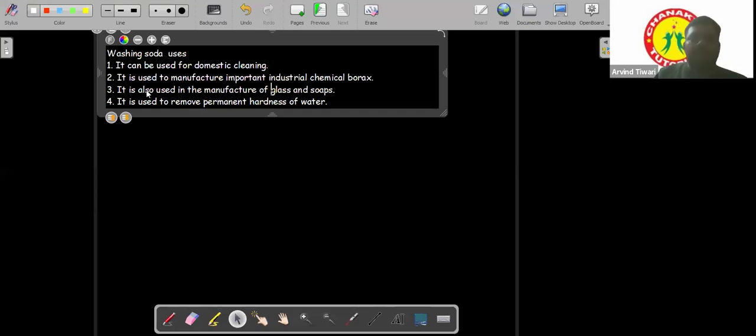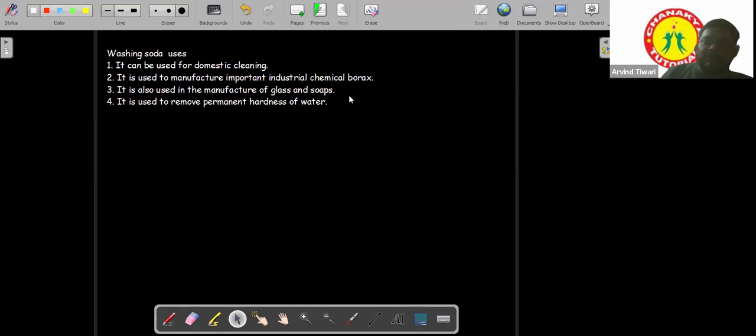And it is used to manufacture the important industrial chemical borax. And the first one, it is used for domestic cleaning purposes. Okay. So these are the different uses of washing soda.